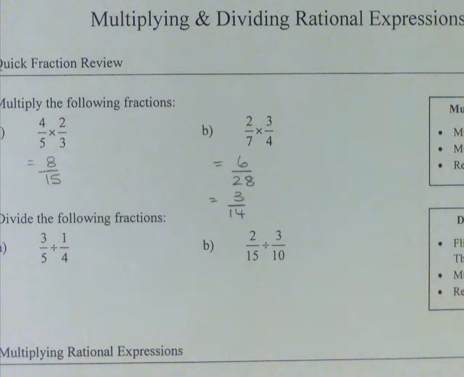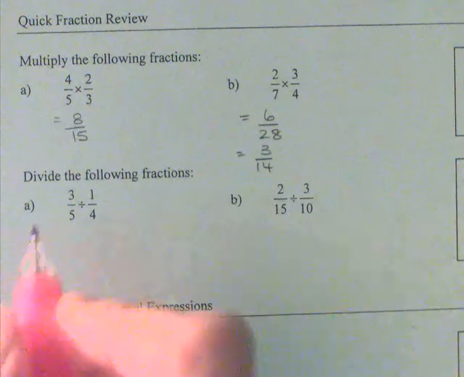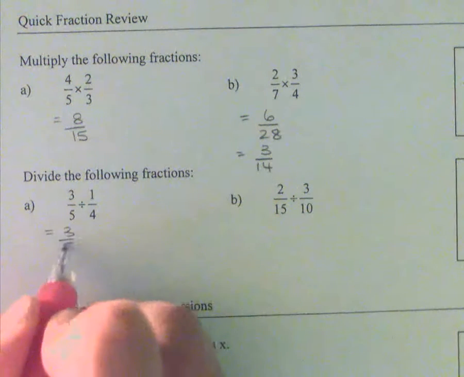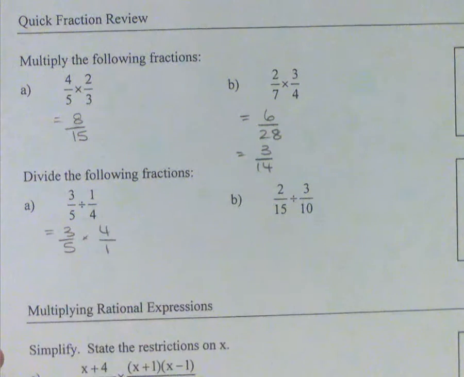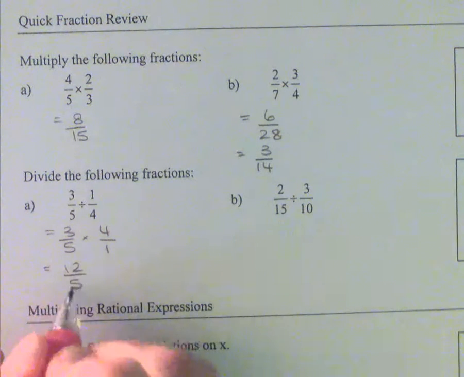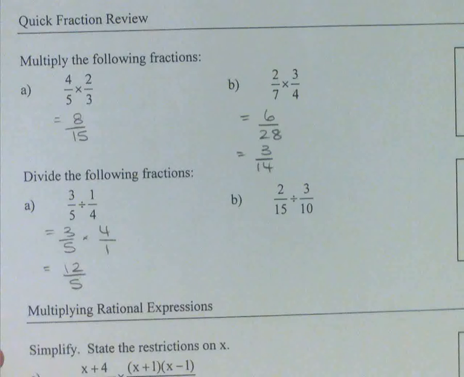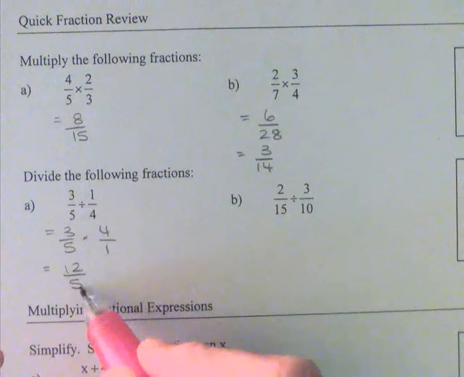If I look at division, when we divide fractions, we invert and multiply. So what I'm going to do is write down 3 over 5 times 4 over 1. And then I can do top times top, bottom times bottom. So that will give me 12 over 5. And then I look, can I reduce? We have 12 and we have 5, and they don't reduce.